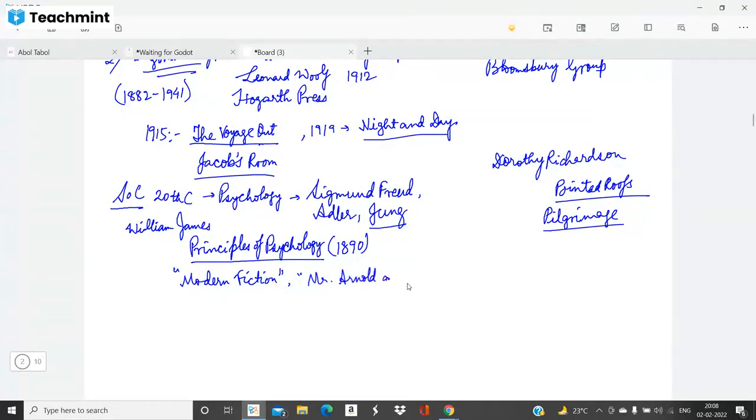Mr. Bennett and Mrs. Brown, or Mr. Arnold, Mrs. Bennett, I think this is the title. Please check it up once. Now, in this essay, she says very beautifully, life is not a series of gig lamps symmetrically arranged. Life is a luminous halo, a semi transparent envelope surrounding us from the beginning of consciousness to the end.